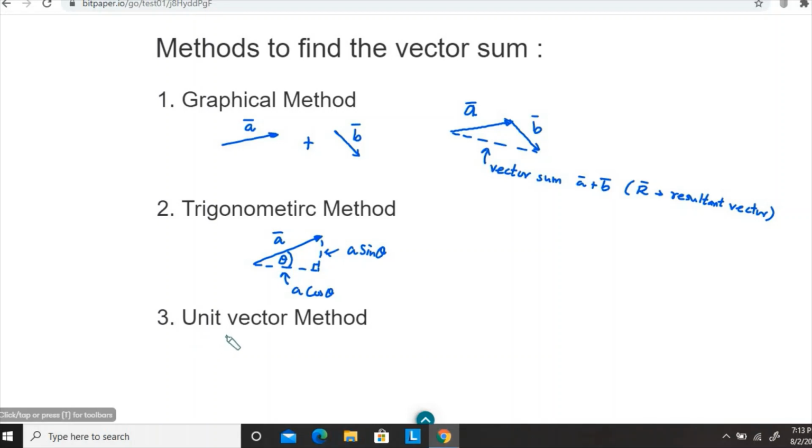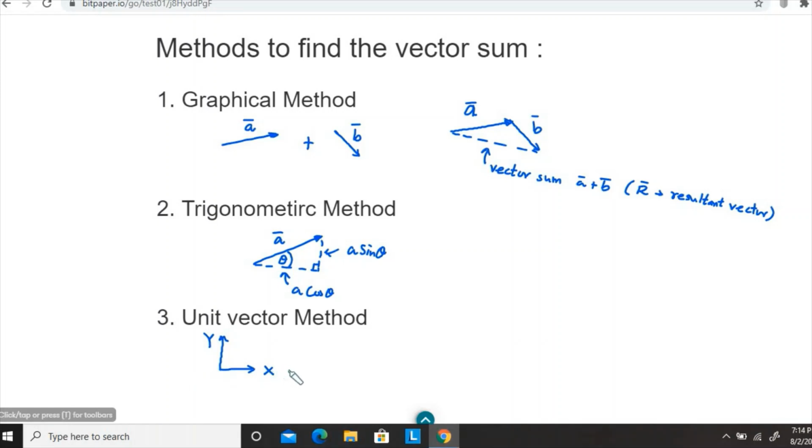The third method is the unit vector method. This method is not discussed in college physics courses, but mainly it's discussed in calculus-based courses like general physics courses. Here we are going to represent a vector in terms of its unit vectors. Now, unit vectors are vectors of magnitude 1 in the direction of the x-axis and the y-axis. And if there's a z-axis, you can also define a vector along that direction.